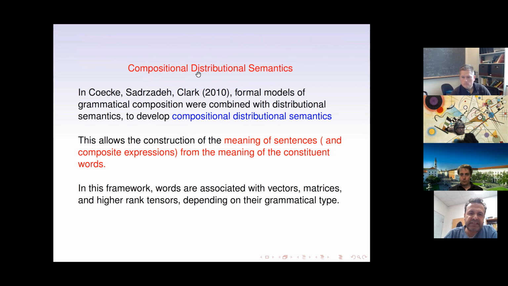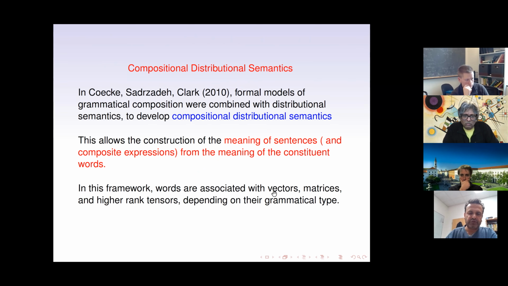Compositional distributional semantics is a framework where, beyond vectors, we can have tensors and matrices associated with words. The idea is that with this richer framework, you can construct a vector which represents the meaning of a sentence. The way you get the vector for the sentence comes from combining the tensors for the different words appearing in that sentence and then contracting them in appropriate ways. That's the essential idea of compositional distributional semantics.